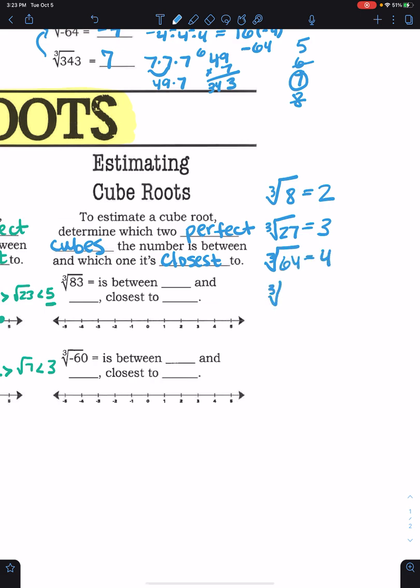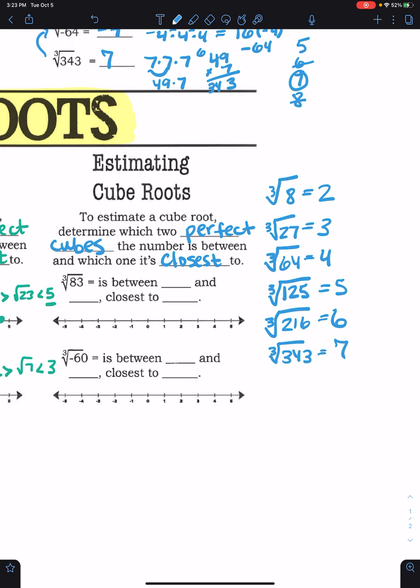What would be the 5? 5 times 5 is 25, times another 5 is 125. What would give us 6? 6 times 6 is 36, and then 36 times another 6 would give us 216. So it's good to just know some of these. We just did 7. That's just a good list of perfect cubes.